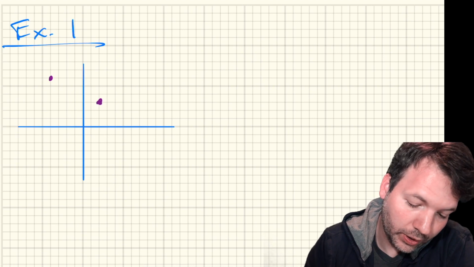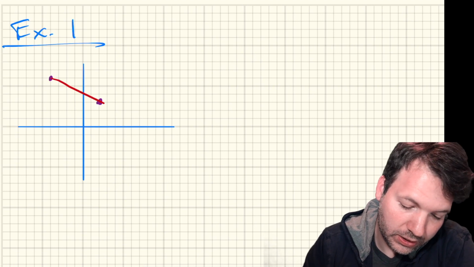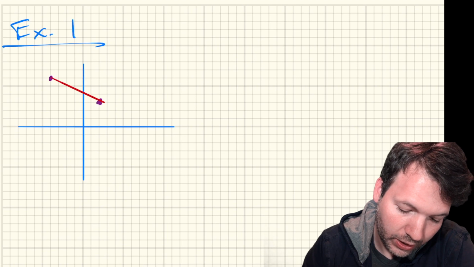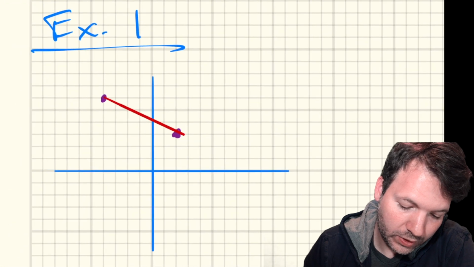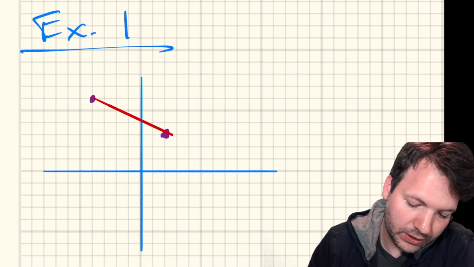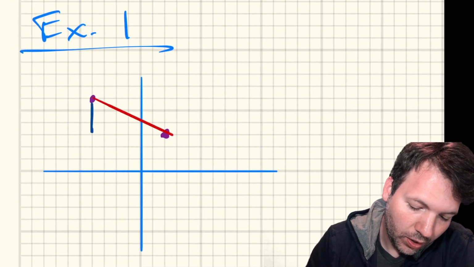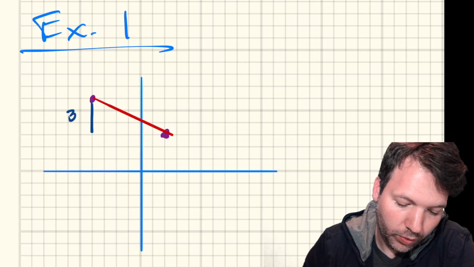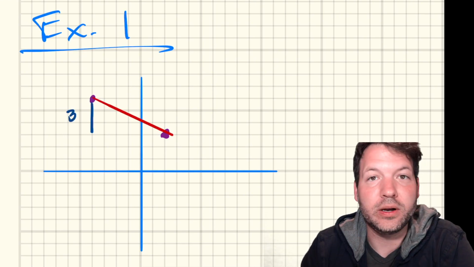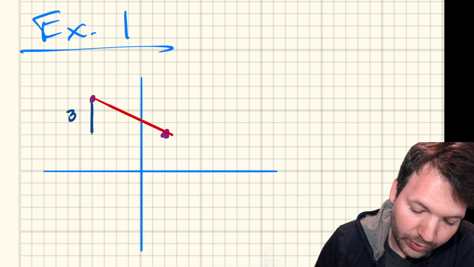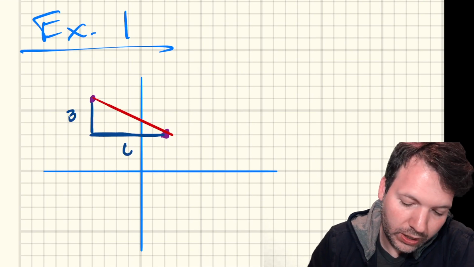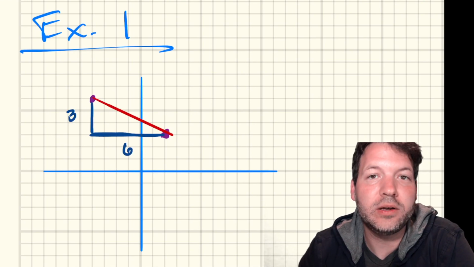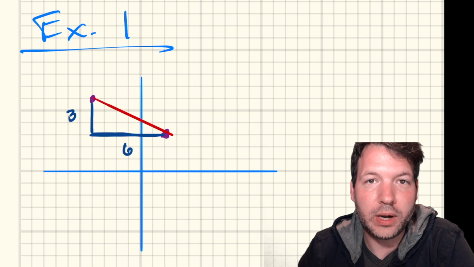So let's think about what's going on here. Now, distance is not difficult to count if we're simply counting up and down or left and right. So here's what I mean by that. We have these 2 points, and there's no question what their vertical distance is. We can very clearly see that they're 3 units apart, counting up and down. And similarly, there is no question what their horizontal distance is. We can again very clearly see that they're 6 units apart, left to right.